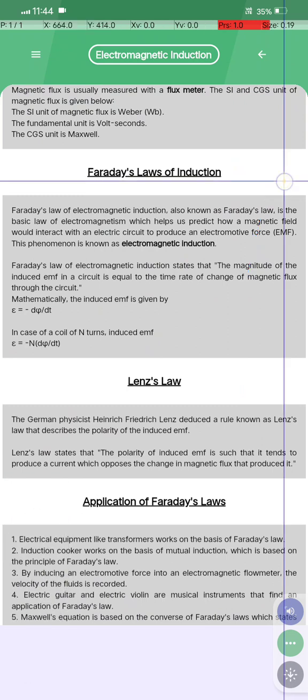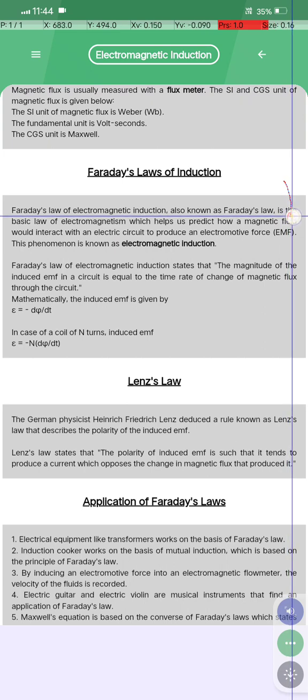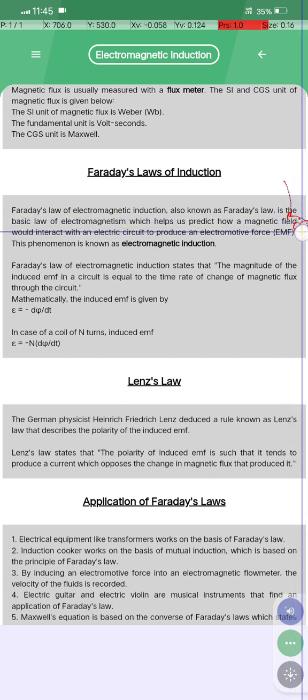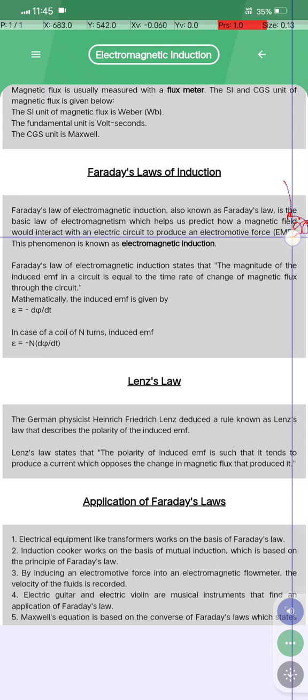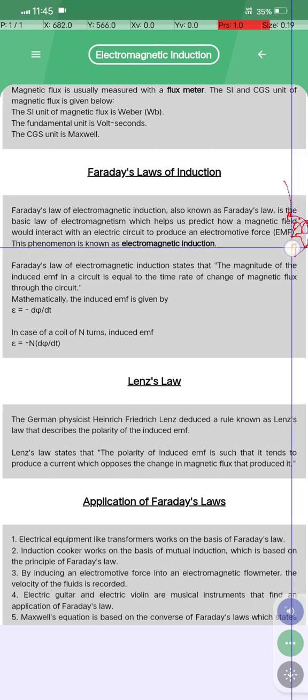उसके बाद हमारा फेराडे लॉ ऑफ इंडक्शन क्या होता है? फेराडे लॉ ऑफ इंडक्शन, also known as the Faraday law, is the basic law in electromagnetism which helps to predict how a magnetic field would interact with an electric circuit to produce electromotive force EMF. This phenomenon is known as electromagnetic induction.